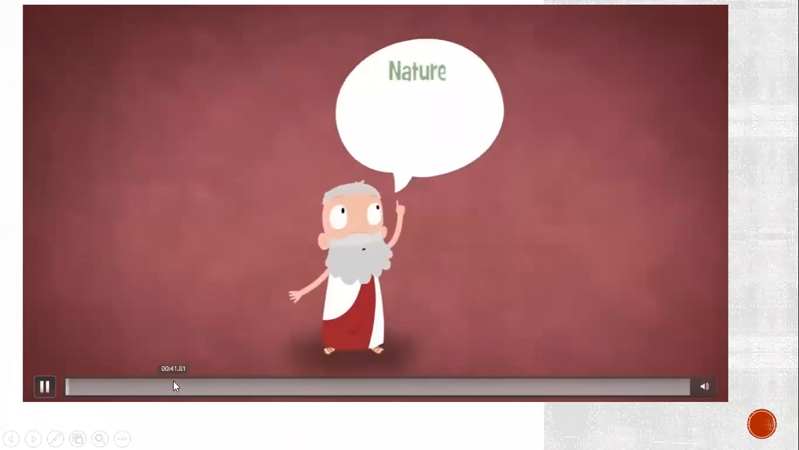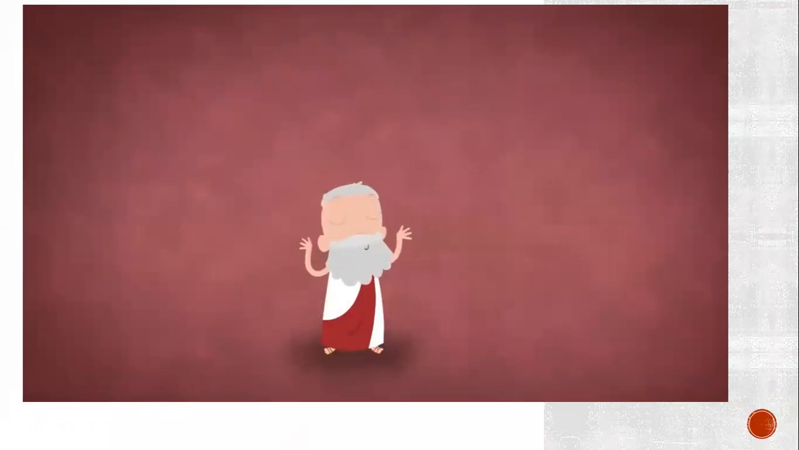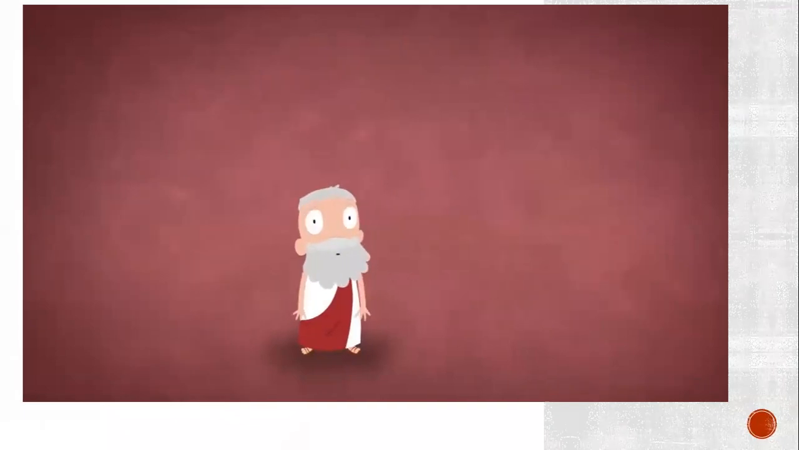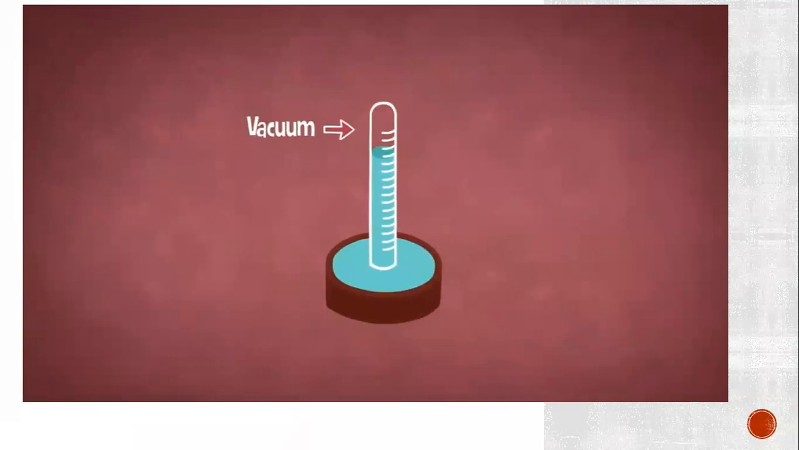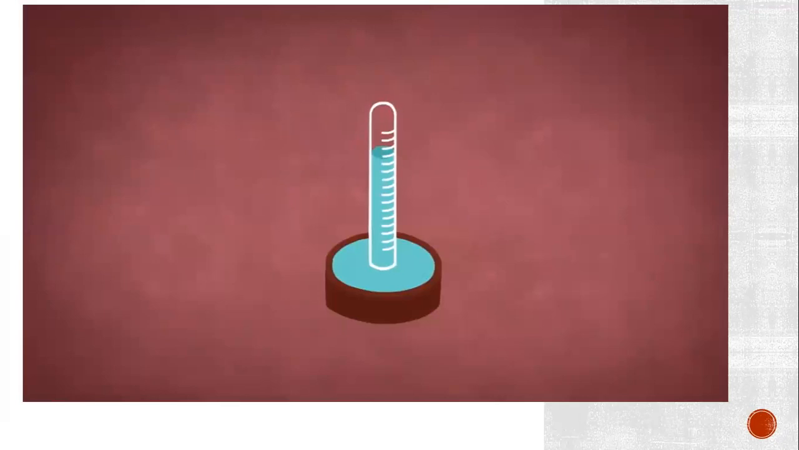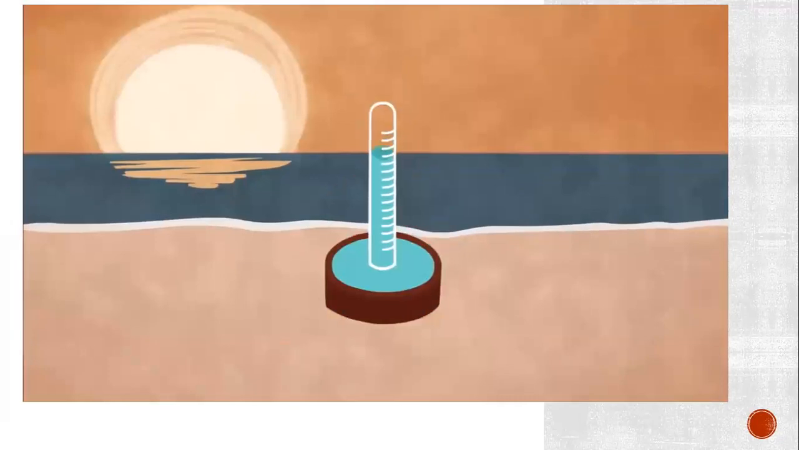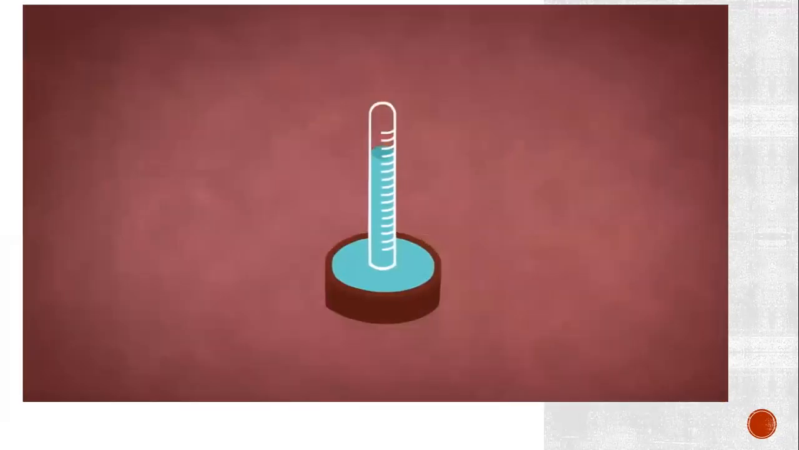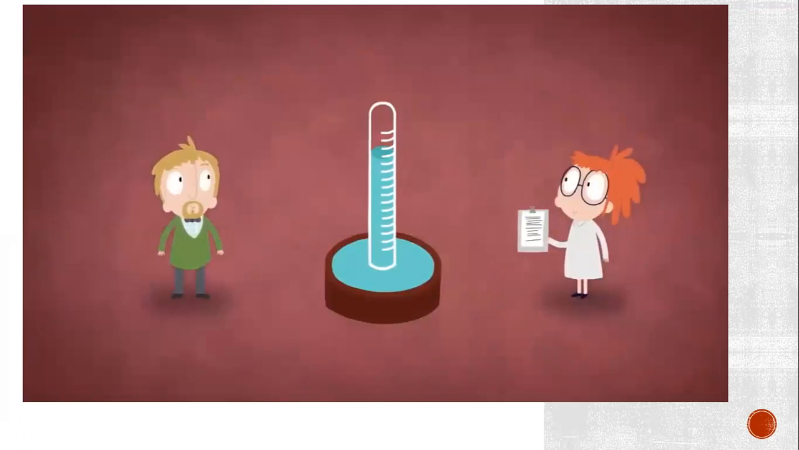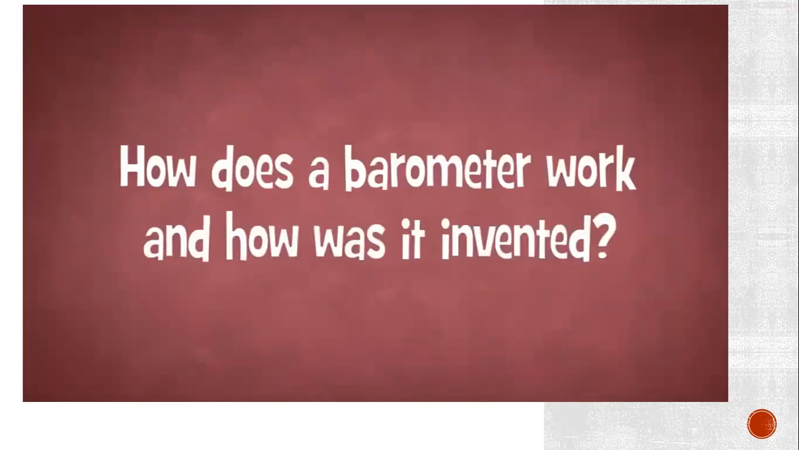Famously said, nature fears empty space, when he claimed that a true vacuum, a space devoid of matter, could not exist because the surrounding matter would immediately fill it. Fortunately, he turned out to be wrong. A vacuum is a key component of the barometer, an instrument for measuring air pressure. And because air pressure correlates to temperature, and rapid shifts in it can contribute to hurricanes, tornadoes, and other extreme weather events, a barometer is one of the most essential tools for weather forecasters and scientists alike. How does a barometer work, and how was it invented? Well, it took a while.